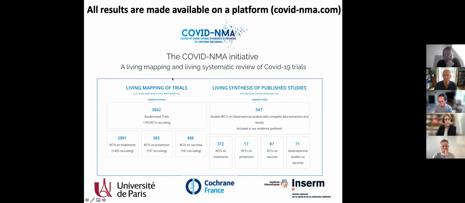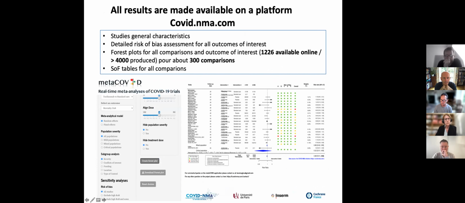And you can see here for the living mapping, we identified and extracted data from 3,662 trials. And for the living evidence synthesis of published studies, we have data available publicly for 547 studies. For all these studies, people can access the study general characteristics, a detailed risk of bias assessment for all outcomes with justifications, and the forest plots for all the comparisons and outcomes of interest. So currently on the platform, more than 1,200 forest plots are available, and we produced more than 4,000 forest plots since the beginning, with about 300 comparisons on the platform. For all comparisons that include more than one trial, we have a summary of findings table.